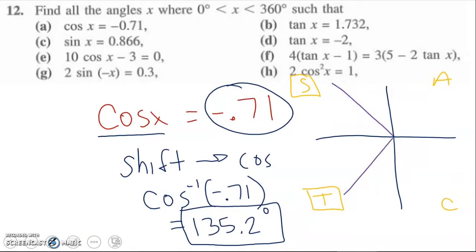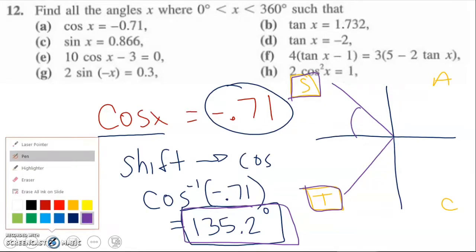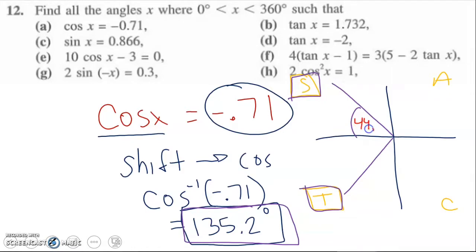Now you have to ask yourself, again, what angle did I get? I got the angle of 135.2. Well, the same base angle is going to be in Q2 and also in Q3. So you need to find that base angle. 135.2 has a base angle of 44.8. Again, that's a base angle, not the theta. Well, if this is 44.8, the other base angle is also going to be 44.8. So I have two angles that are associated with this ratio. One's in Q2, one's in Q3.